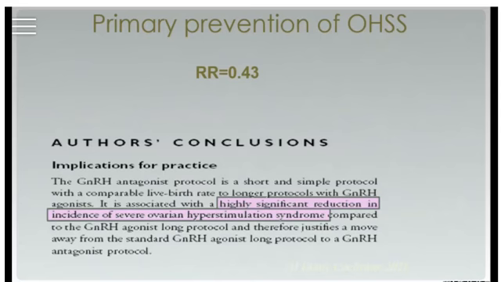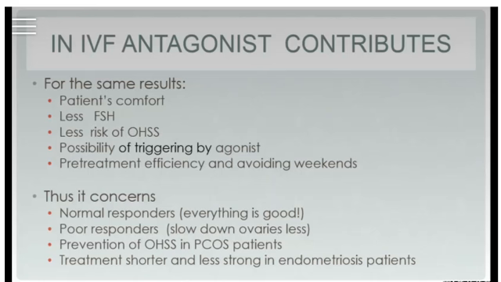So, in IVF, antagonists contribute to the main results: patient's comfort, less FSH, less risk of OHSS, possibility of triggering by agonist, pre-treatment efficiency, and avoiding weekends. Thus, it concerns normal responders, but for them, all is okay, you could use what you want. Poor responders, because you have slowed down ovaries less. Prevention of OHSS in PCOS patients. And treatment shorter and less strong in endometriosis patients.